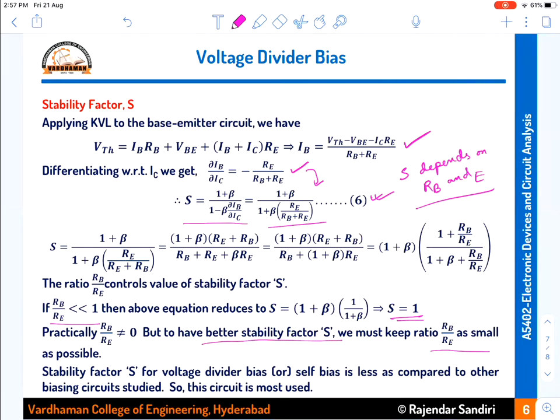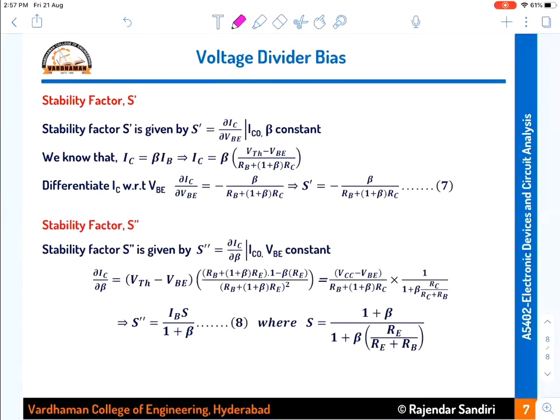And the stability factor for this voltage divider bias is less compared to other biasing circuits studied. So this circuit is mostly used circuit, very, very important circuit. So in all the amplifiers, we will be using voltage divider bias. Okay, that is about S.